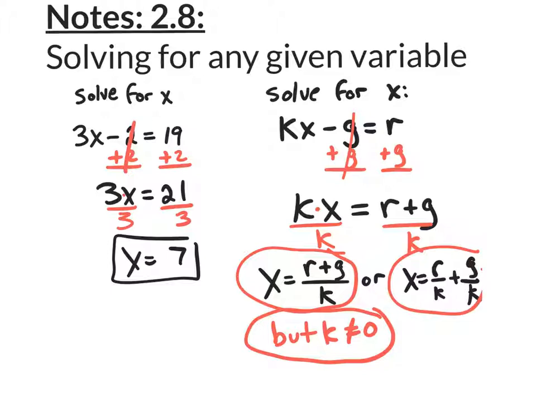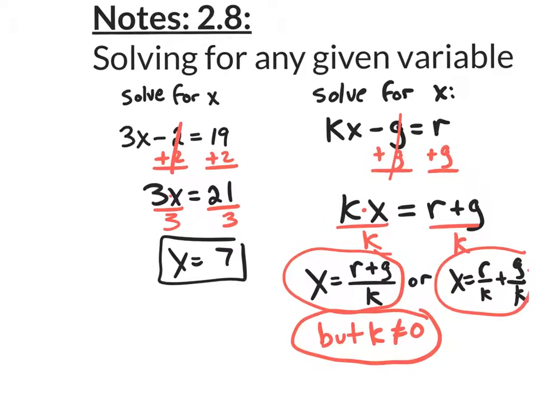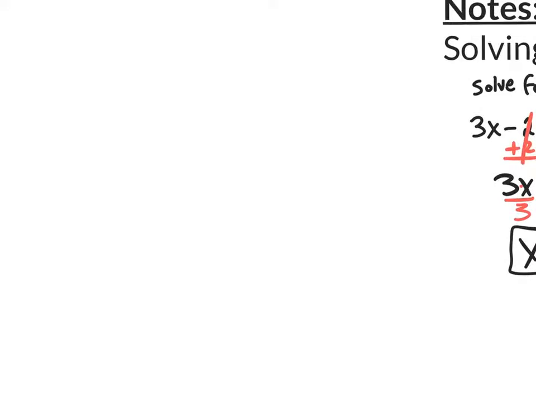So solving for any given variable, I want to give you an equation that has tons of variables, right? X, Y, Z, A, B, C, Q, R, S, who knows? You have a bunch of different variables, and you're going to solve for the variable that they tell you to solve for. Now, what does that mean? You get that letter by itself on one side. Now, if you do end up with a denominator with a variable in it, then you have to state that that denominator cannot be 0. So let's focus in on that concept right there.